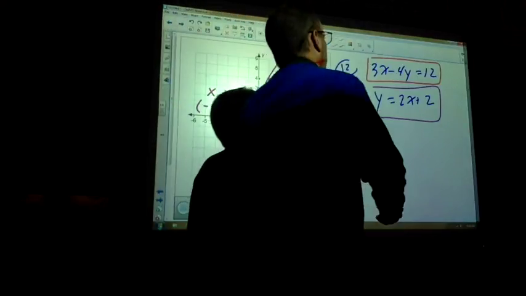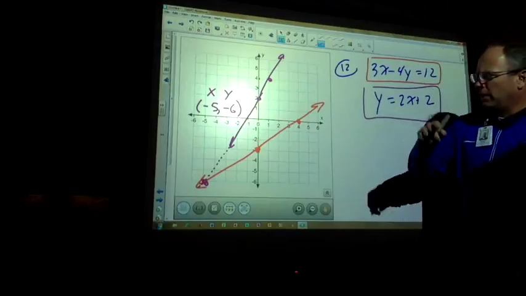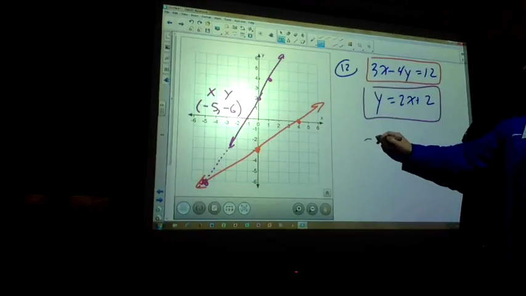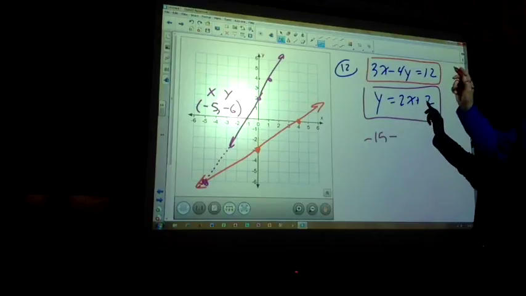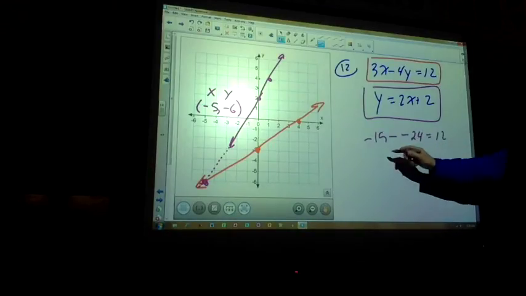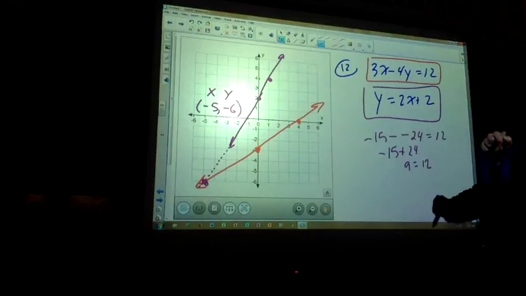Let's try negative 5, negative 6, see if it works. And then we'll try the negative 4, negative 6. Okay, so if I plug those in, I get 3 times negative 5 is negative 15 minus 4 times negative 6, which is negative 24. Negative 15 plus 24, well, that's 9 equals 12. So that's not going to work.